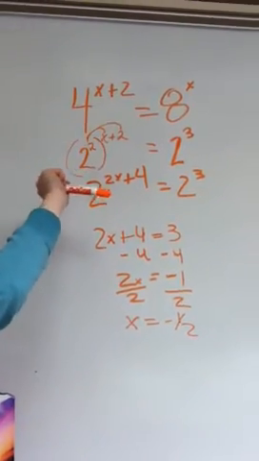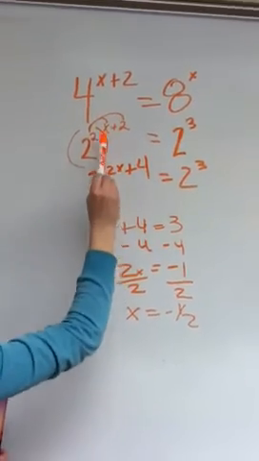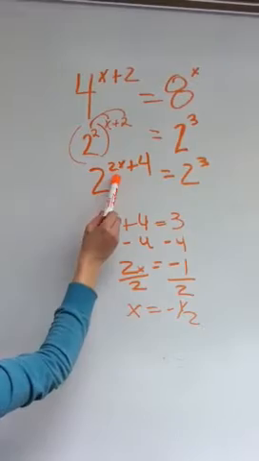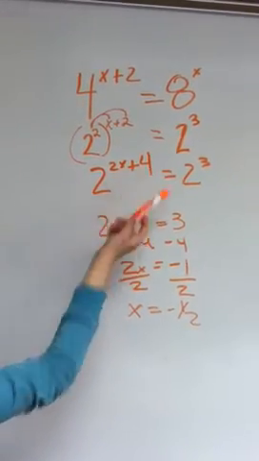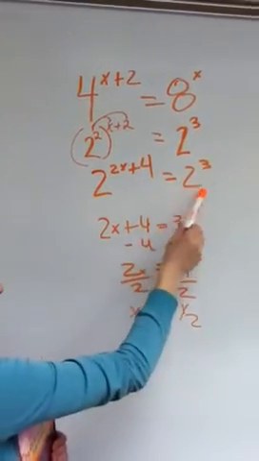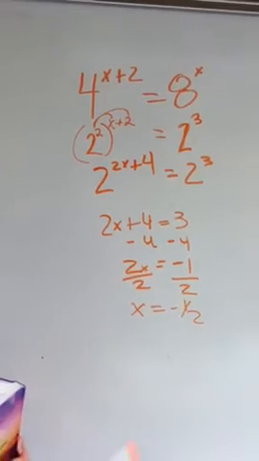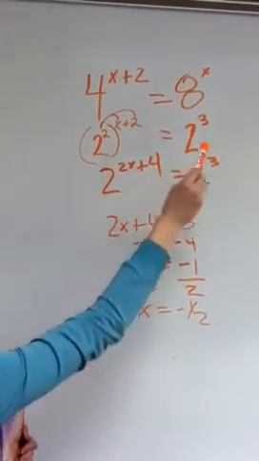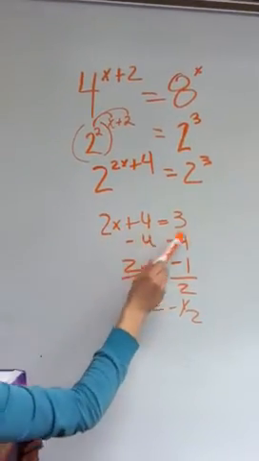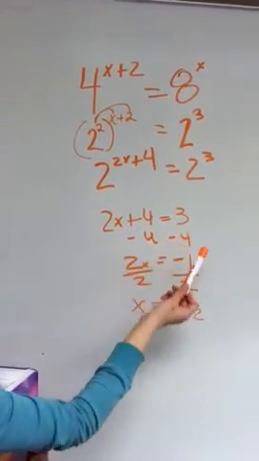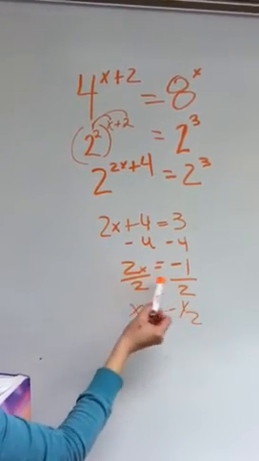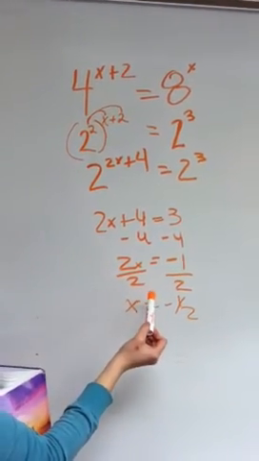Distribute. You want to distribute the 2 to the x and to the 2, so you get 2 to the 2x plus 4 equals 2 cubed. And then you have equal bases, so then you can just take the exponent once again, and you get 2x plus 4 equals 3. You subtract the 4 from each side. You get 2x equals negative 1, and then divide by 2 to get x by itself.